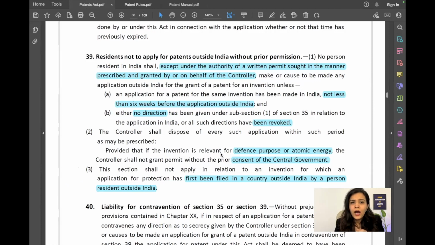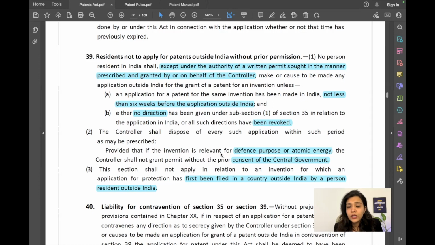So for example, I am a resident of India and I need a patent in the US. What will happen if I want to take a patent in the US without informing the Indian government? I have done research in India. That is my idea, my invention. I have developed an invention in India and I want to take a patent outside India in the US, and I don't want to inform the Indian government body regarding it.